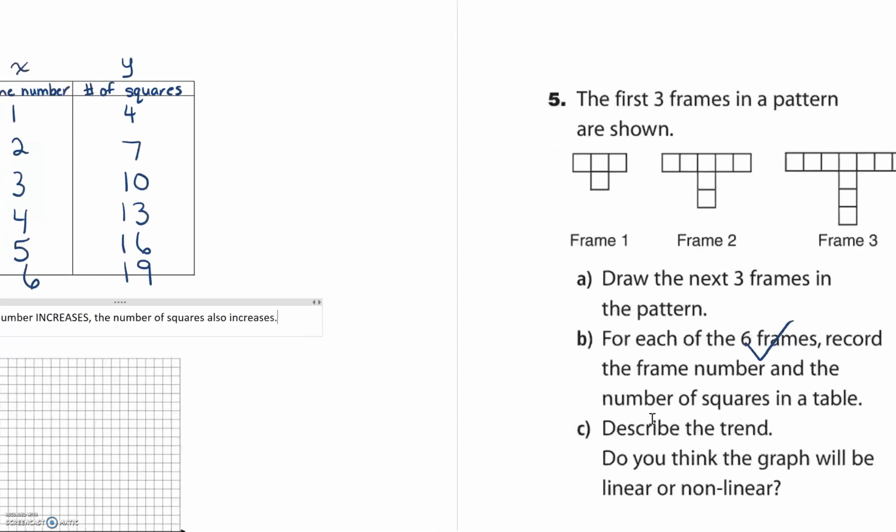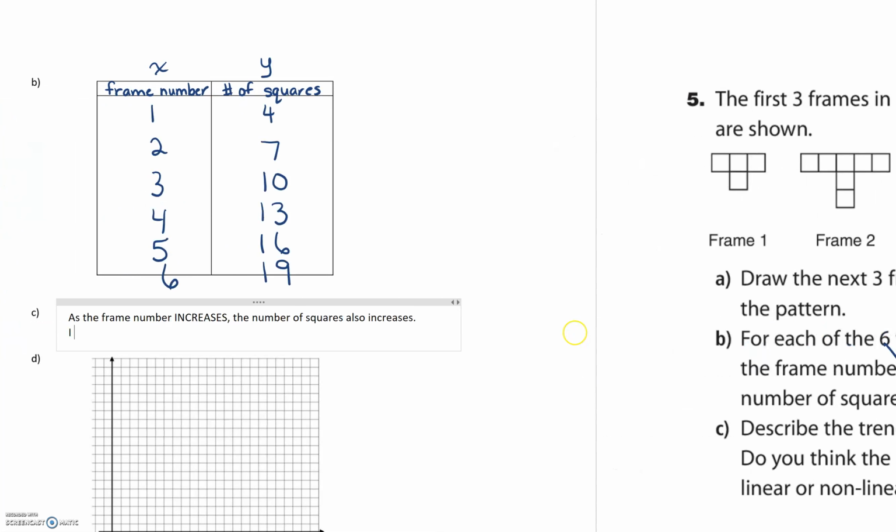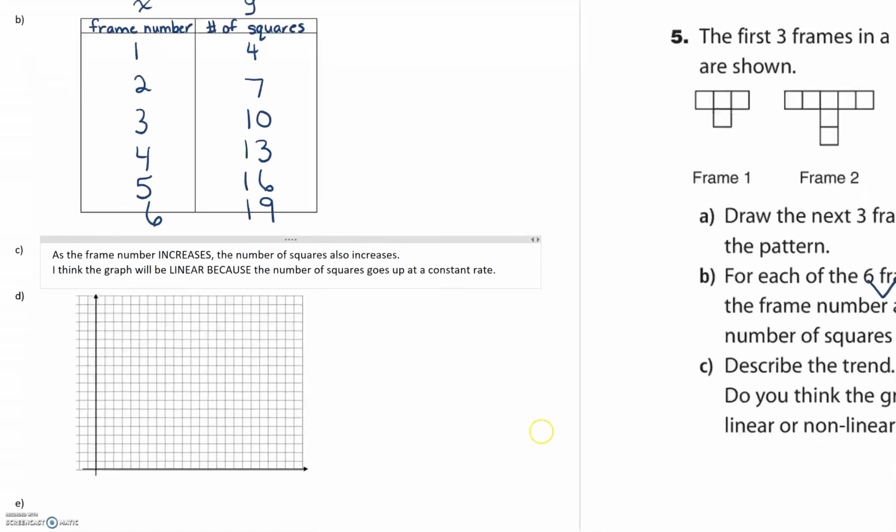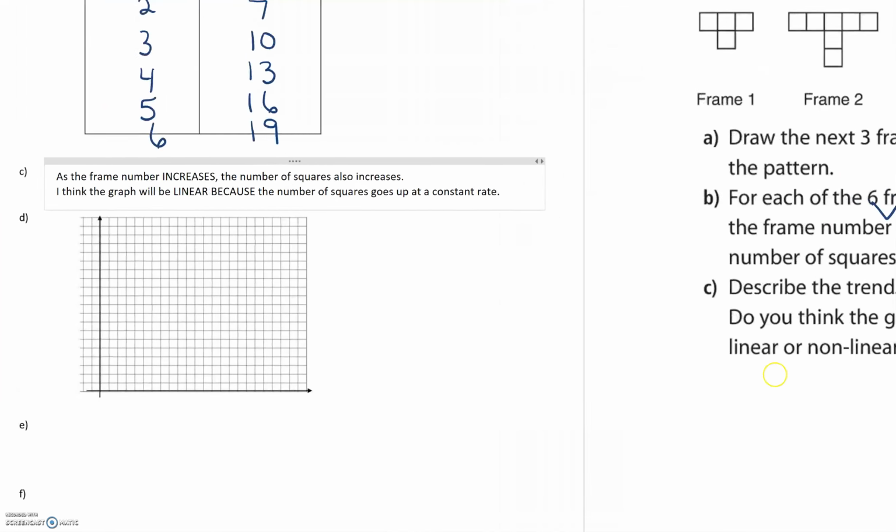Do you think the graph will be linear or non-linear? I'm going to say I think the graph will be linear because, don't forget to explain, the number of squares goes up at a constant rate. If something is constant, like you're walking at the same speed or driving at the same rate, the number of squares is going up by the same amount, it means that it's going to be linear. A straight line means that it's constant. It doesn't change. It's the same the whole time. So here's for question C.